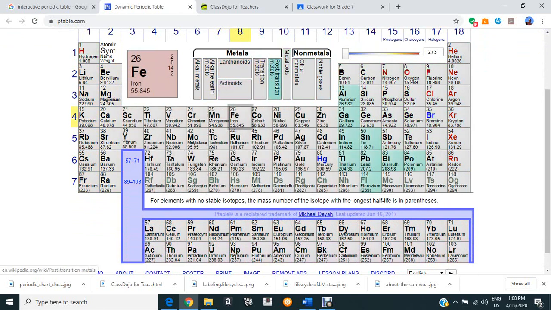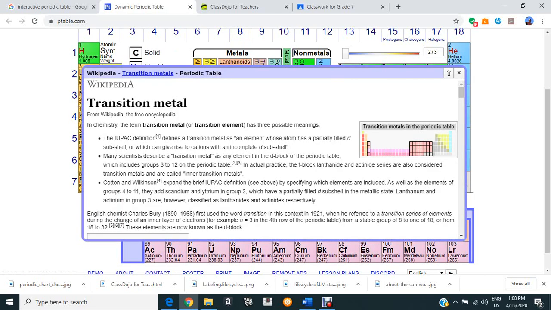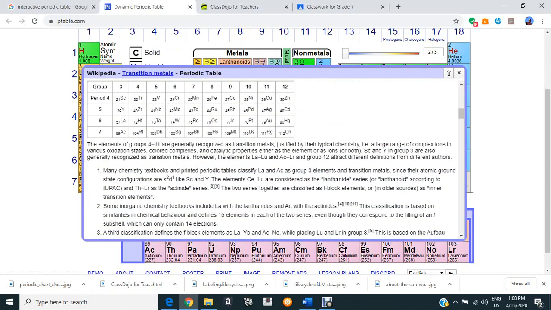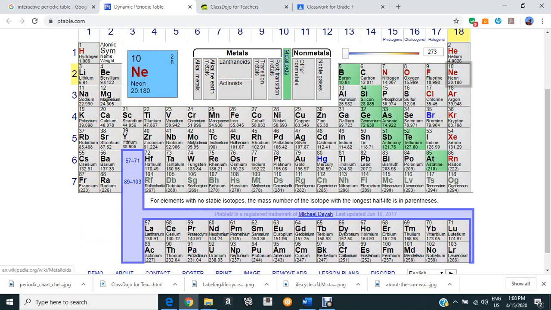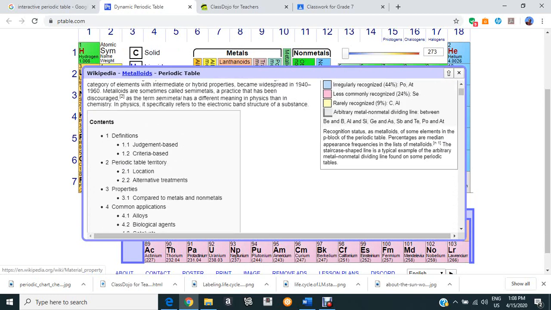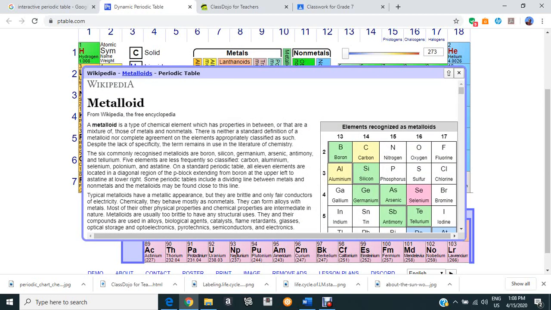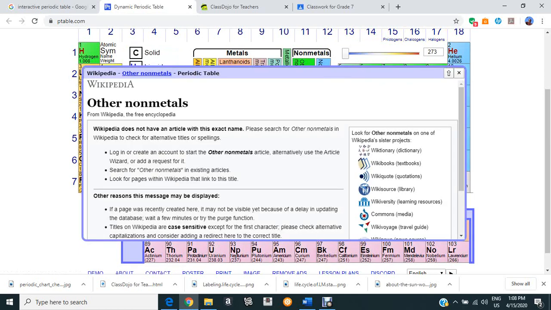As you see, I have also the transition metals. What does it mean? If you click on it, you have a whole explanation. What are transition metals? And so on. Metalloids. What are metalloids? Nonmetals, two of them, the other nonmetals, and the noble gases.